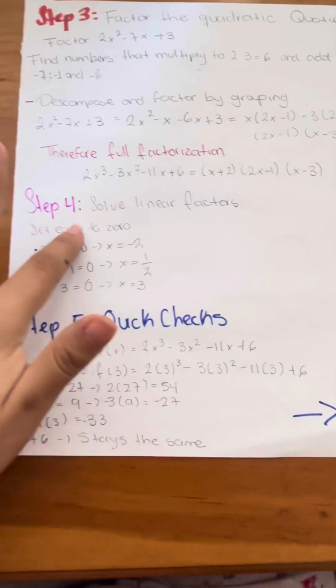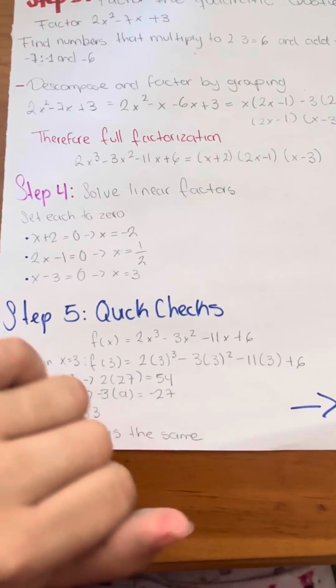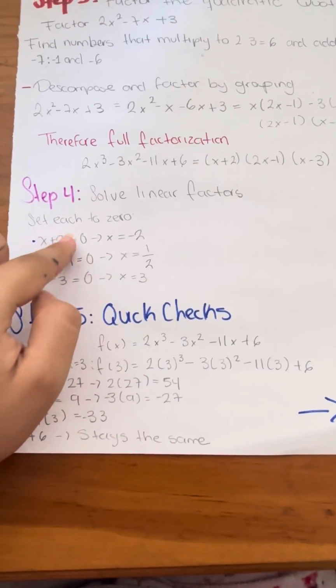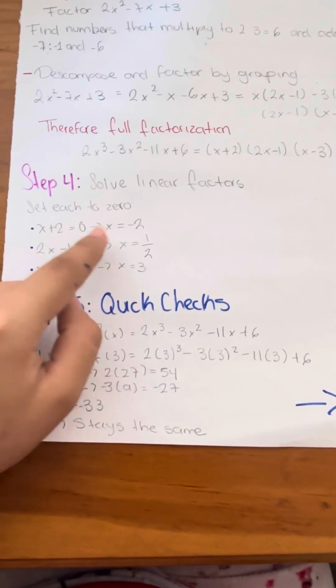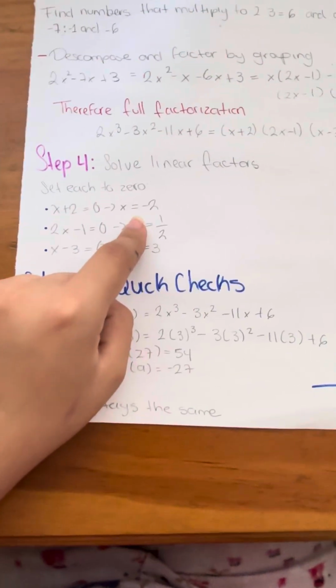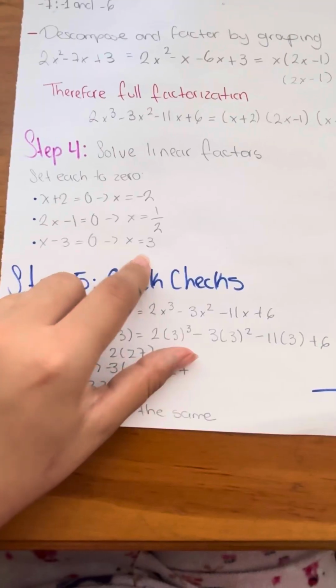Now we're gonna move on to step 4. We're gonna solve the linear factors. Now we're gonna set each of them to 0, and it will give us x equals negative 2, x equals 1 over 2, and x equals 3.